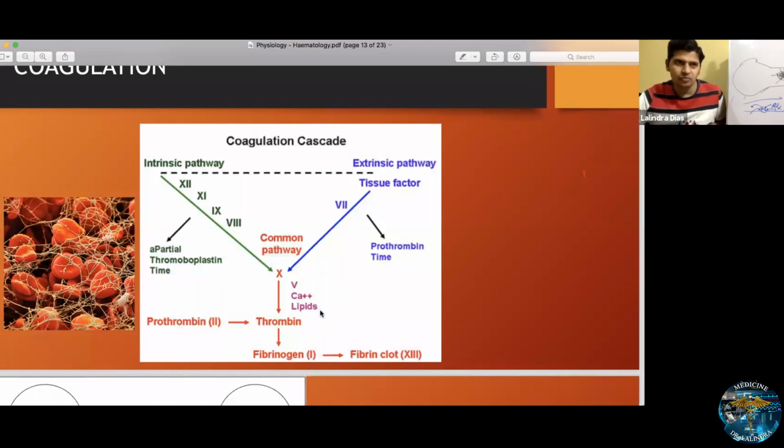That's in the intrinsic pathway. So intrinsic pathway, factors 8, 9, 11, 12. And this intrinsic pathway is measured by doing APTT, or activated partial thromboplastin time. So the intrinsic pathway, 8, 9, 11, 12, a deficiency is measured with the intrinsic pathway assessment, that is APTT.